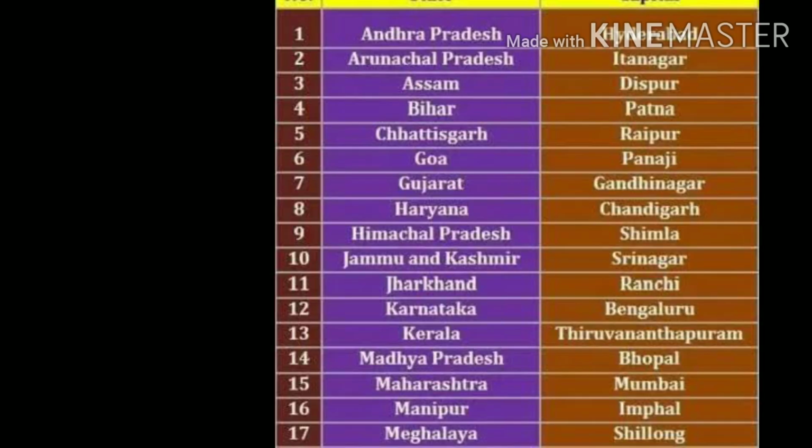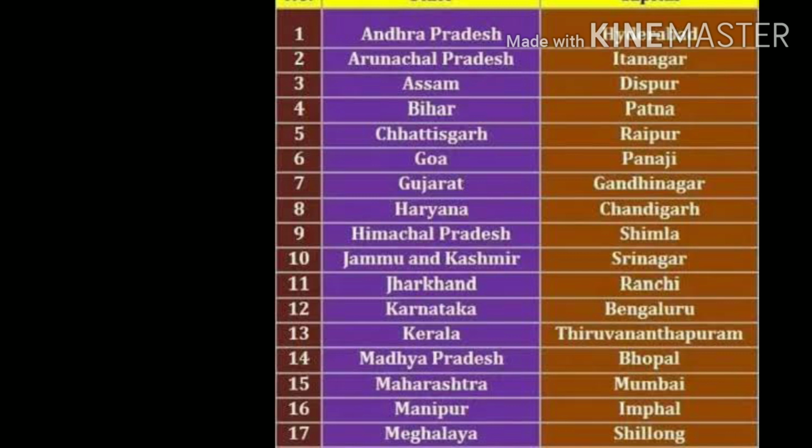See, first of all children, I would like to say alphabetically the states and capitals. For example, here Andhra Pradesh. What is the capital of Andhra Pradesh? Amravati. Arunachal Pradesh, Itanagar. Assam, Dispur. Bihar, Patna. Chhattisgarh, Raipur. Goa, Panaji. Gujarat, Gandhinagar. Haryana, Chandigarh. Himachal Pradesh, Shimla. Jammu and Kashmir, Srinagar, Jammu.